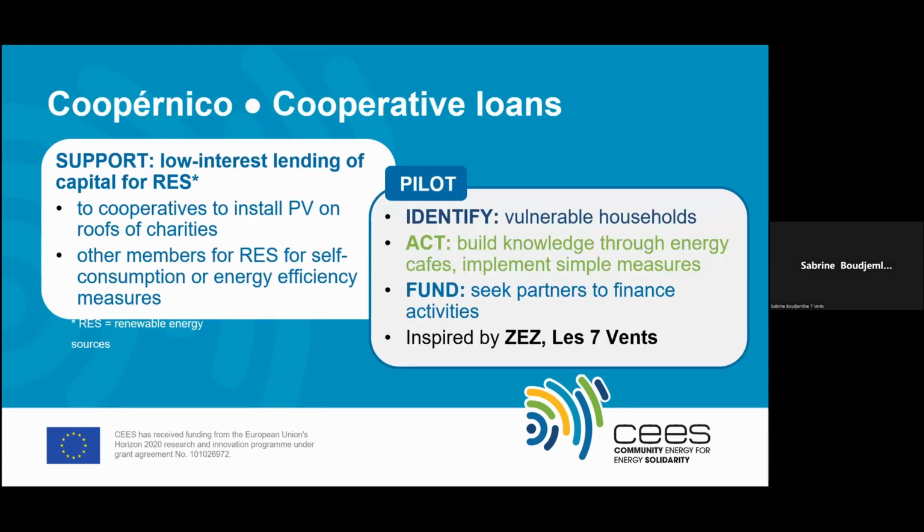The other project partner is Copernico, which makes cooperative loans. It's another example related to the economic aspect we saw earlier. They offer low-interest loans to support installation of renewable energy sources, and they target households capable of investing in a renewable energy installation. So it's a slightly better-off public than in some of the cases that we have seen so far.